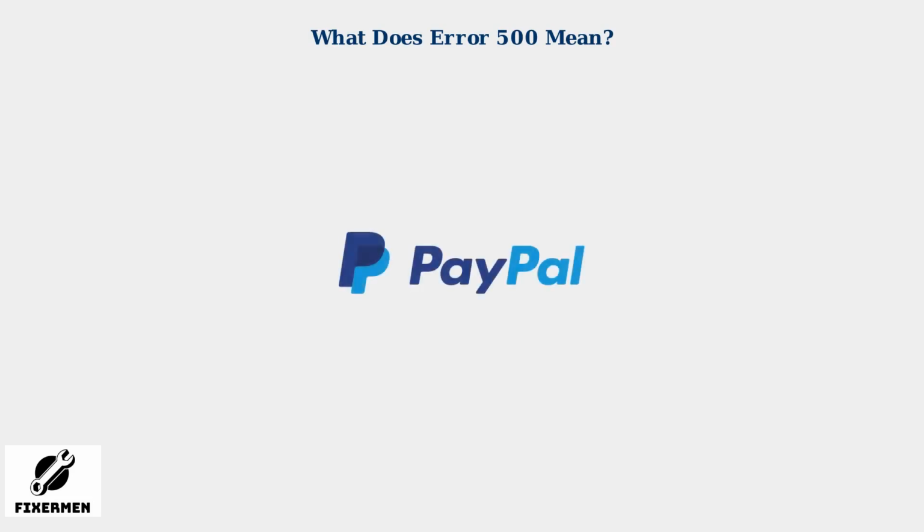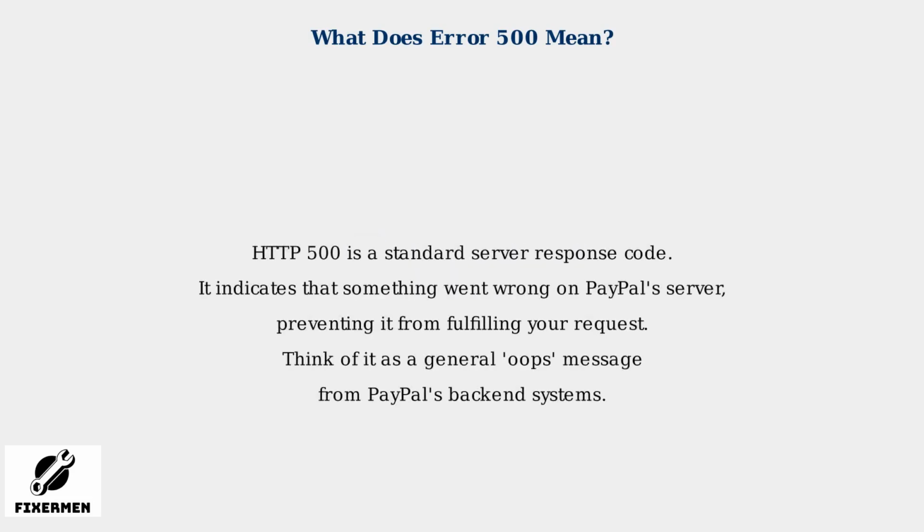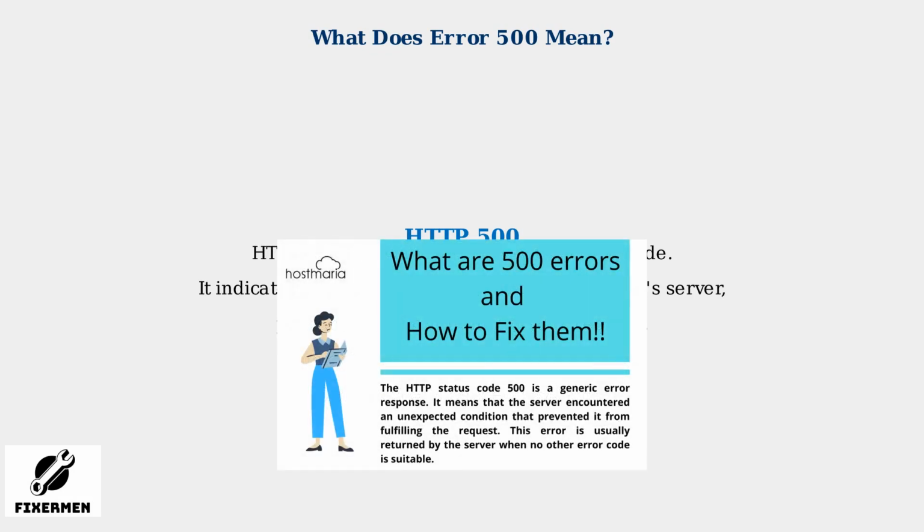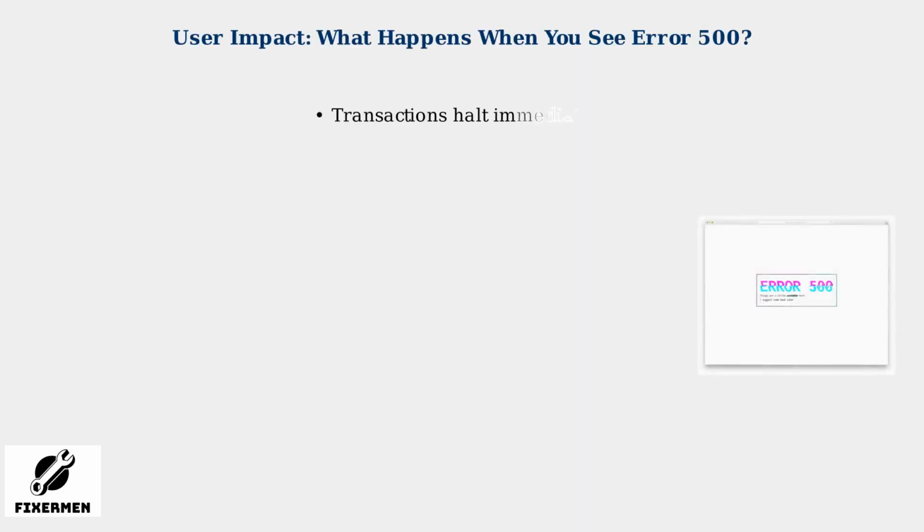HTTP 500 is a standard server response code. It indicates that something went wrong on PayPal's server, preventing it from fulfilling your request. Think of it as a general oops message from PayPal's backend systems. When error 500 occurs during a PayPal transaction, several immediate impacts affect users.